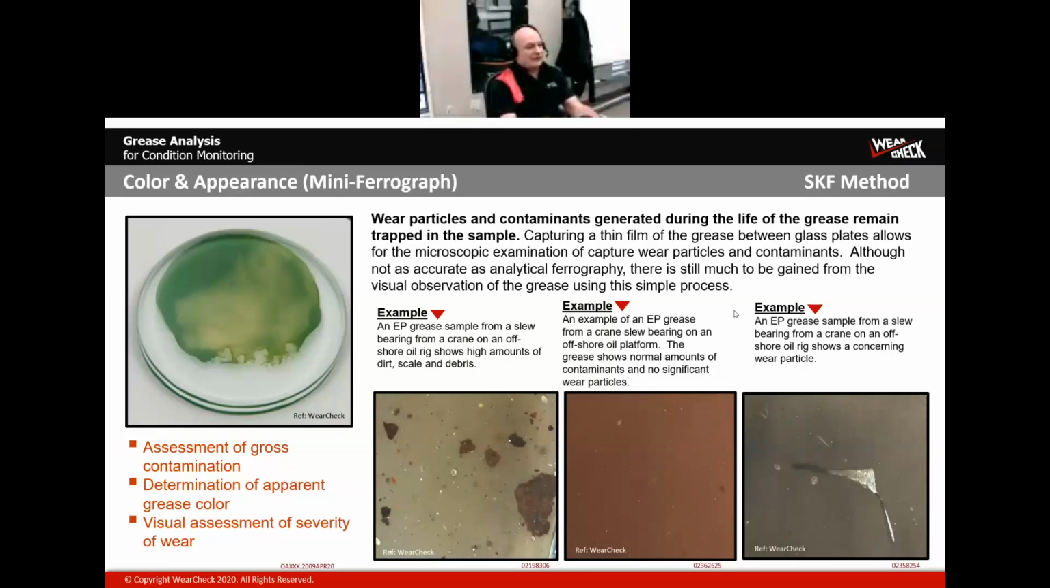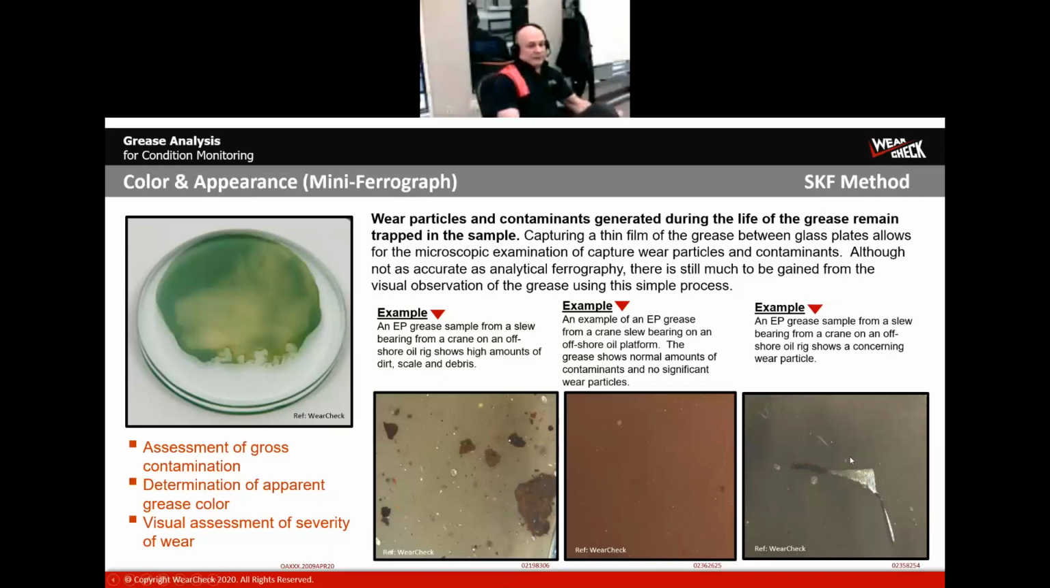And you look at a couple examples here. So here's a couple of grease samples. Most of these are from crane slewing bearings. Actually, all three of these are. We can see that sample in the middle. It looks good, right? There is some very fine wear particle, a little bit of debris. But the sample on the left, we can see excessive amounts of dirt, scale, bit of wear particle. So right away, we're beginning to wonder if this is a grease sampling issue or whether this is actually an indication of the grease that's present in that bearing.